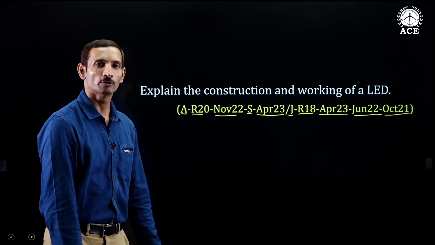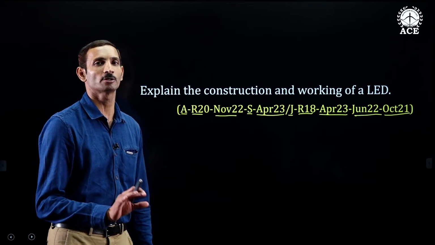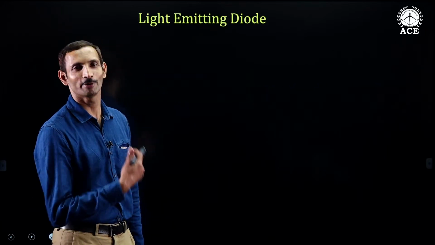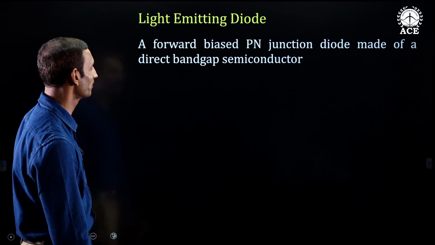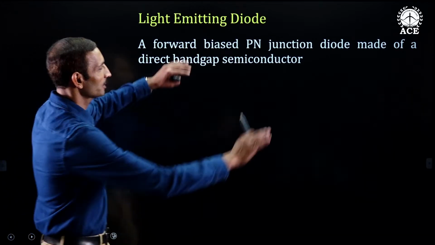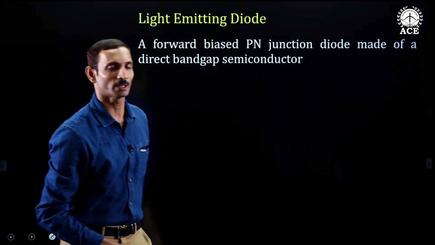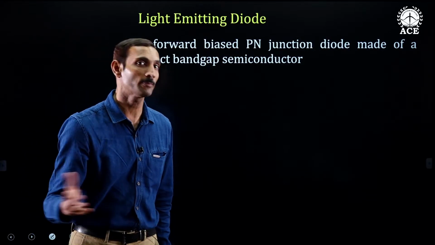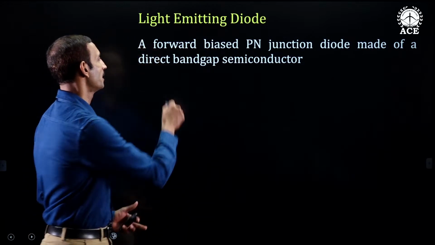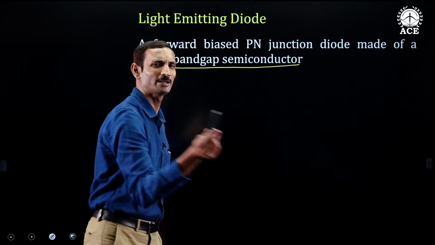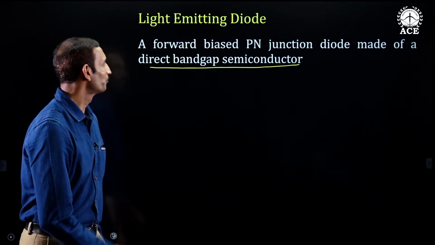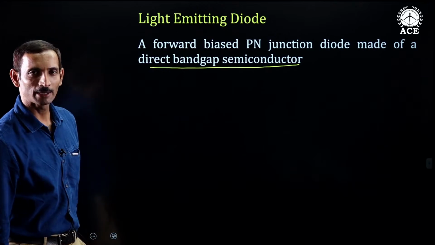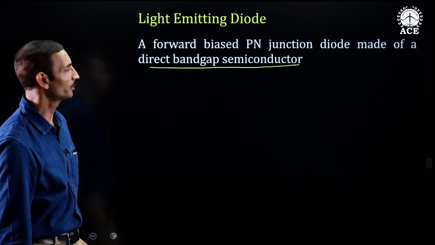So I'm moving forward to discuss the working and the construction of an LED. You know what is meant by LED, right? Light emitting diode. What is a light emitting diode? If I just close all this, you should be in a position to tell. Definitely a light emitting diode is a PN junction diode. Made up of what? It should be made up of a direct bandgap semiconductor. Then only it can emit light, right? So a forward biased PN junction that is made up of a direct bandgap semiconductor is what we term a light emitting diode.